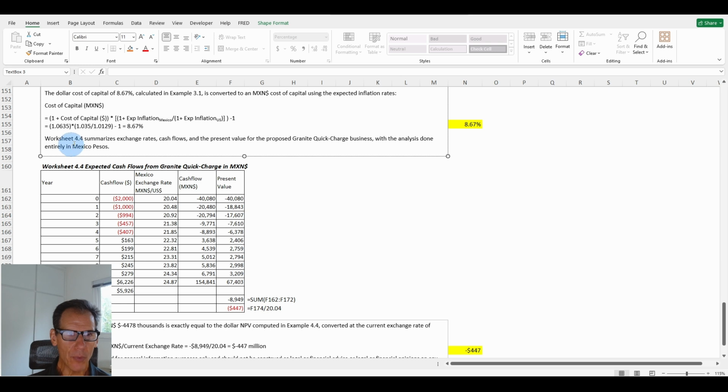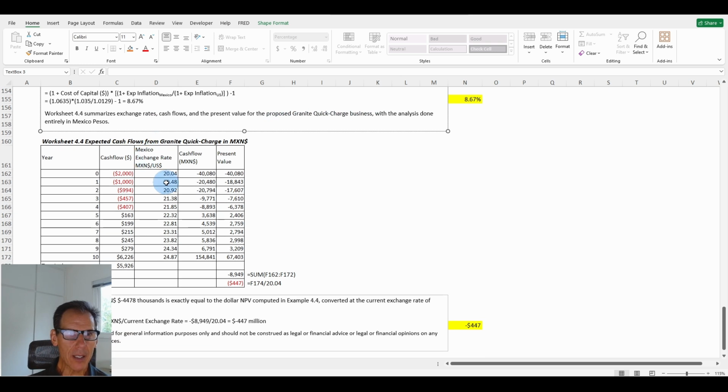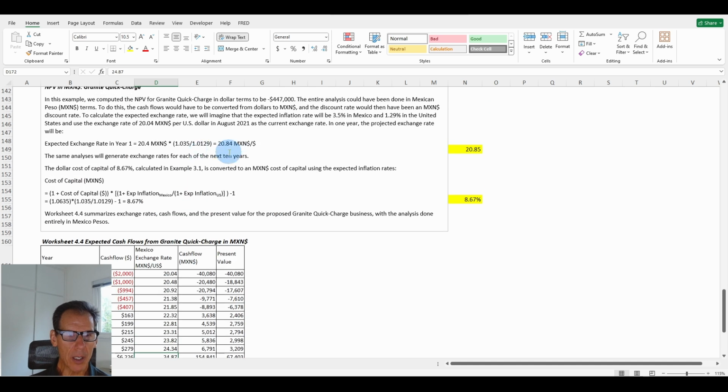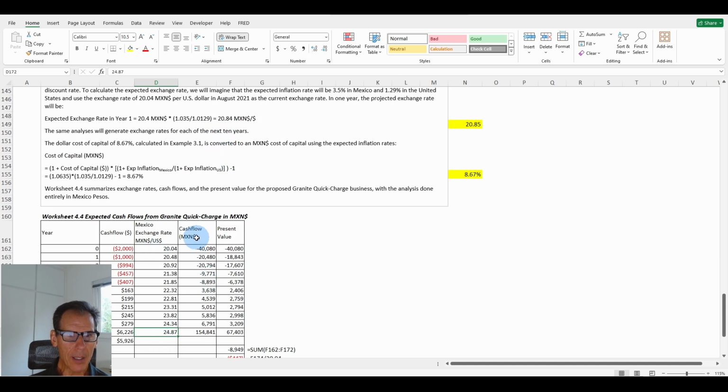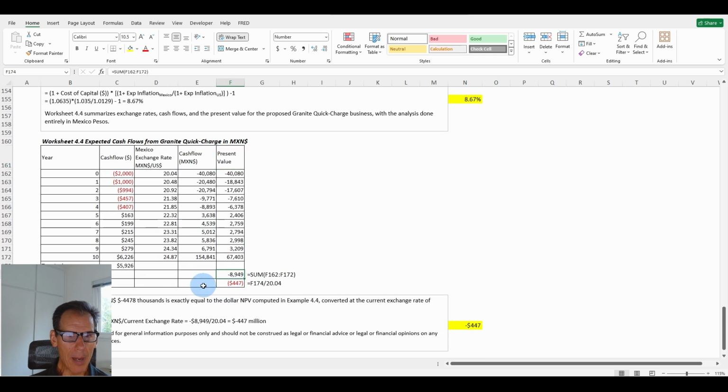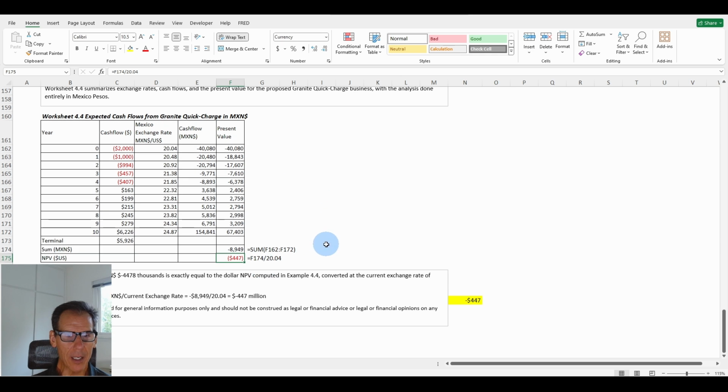Worksheet 4.4 summarizes exchange rates, cash flows, and the present value for the proposed Granite Quick Charge business with the analysis done entirely in Mexican pesos. So we're going to see cash flows, Mexico exchange rates. I didn't use this number here, this 20.84, throughout. And then cash flow in Mexican pesos, and then present value equals, in Mexican terms, negative 8,949. And then you convert that over to the current US currency, and it's the same negative number.